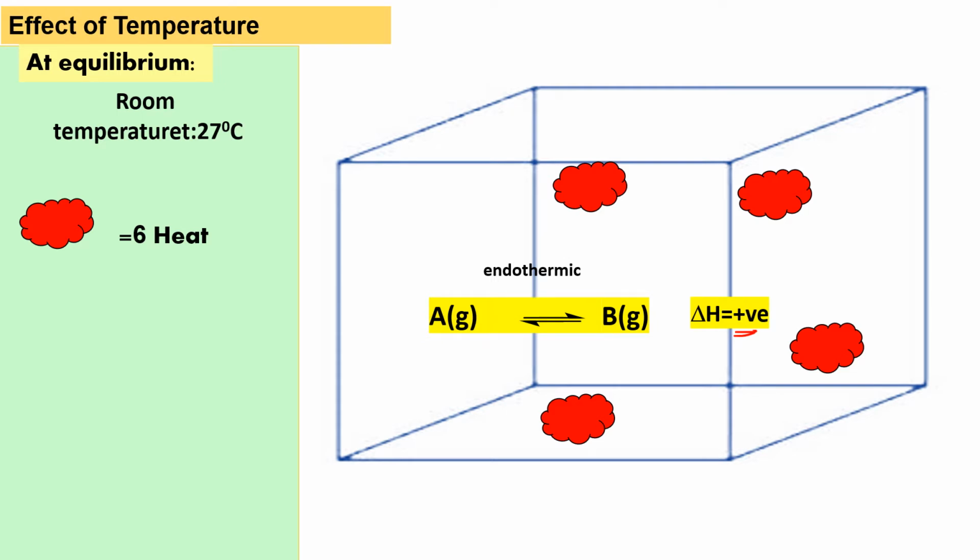Okay, now how about the reverse? Reverse means an exothermic process. Exothermic process means that when B produces A, you will release heat. So B will release heat to the system. So at this condition we call it equilibrium.